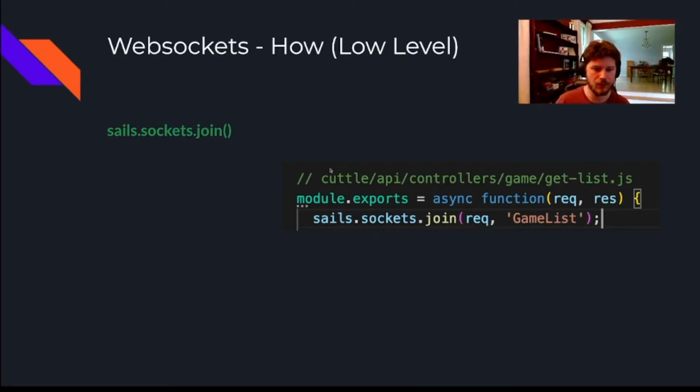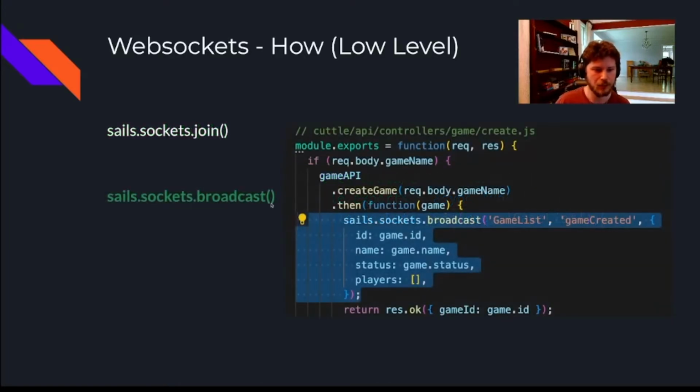So after you've grouped together some sockets in a room, you can broadcast an event with sails.sockets.broadcast. Again, this is server-side code, and that takes three arguments. The first is which socket room you want to announce an event to as a string. The second is the string name of the event that you want to broadcast. And the third is the plain old JavaScript object with the data that is the payload for the event.